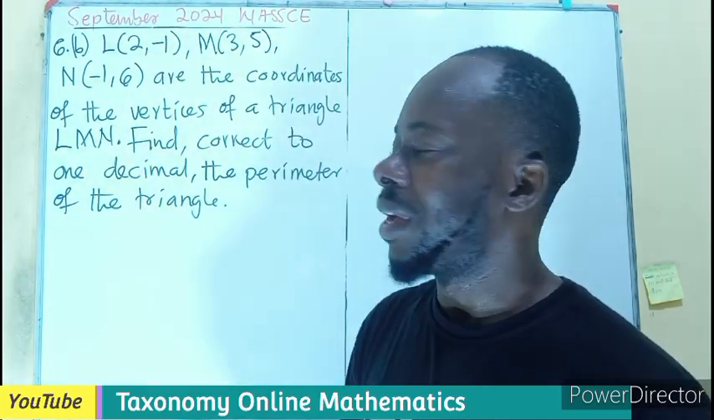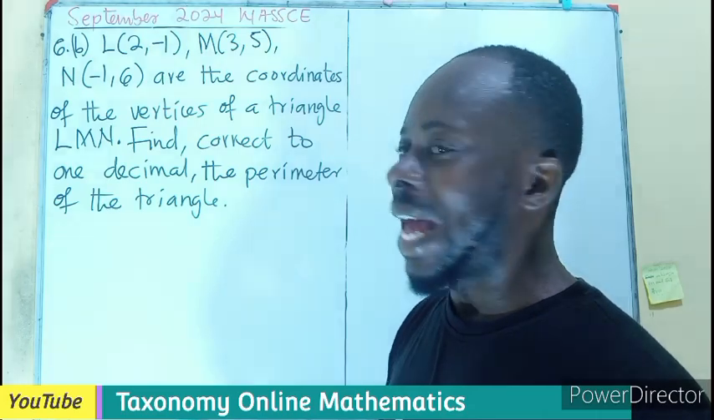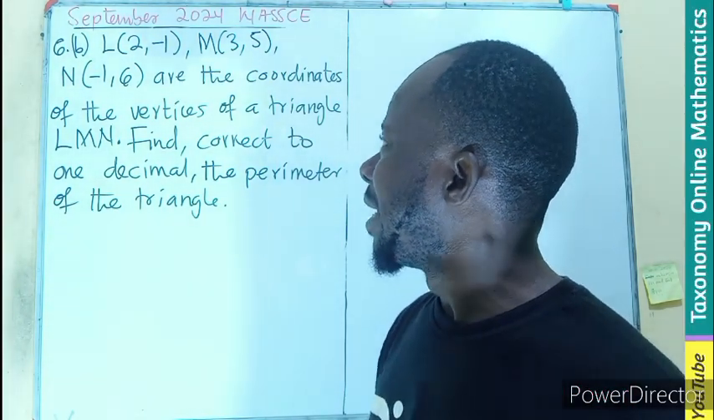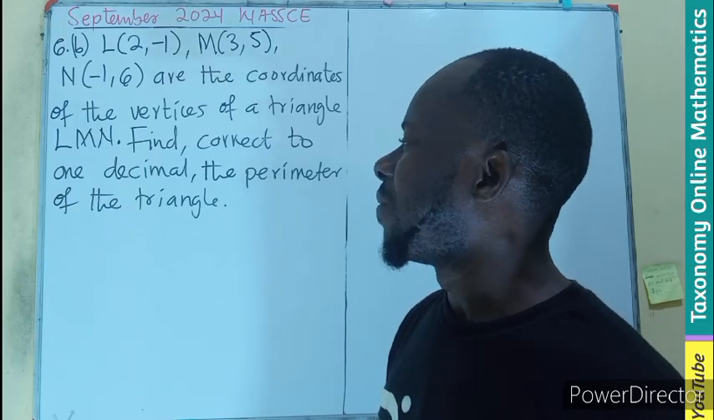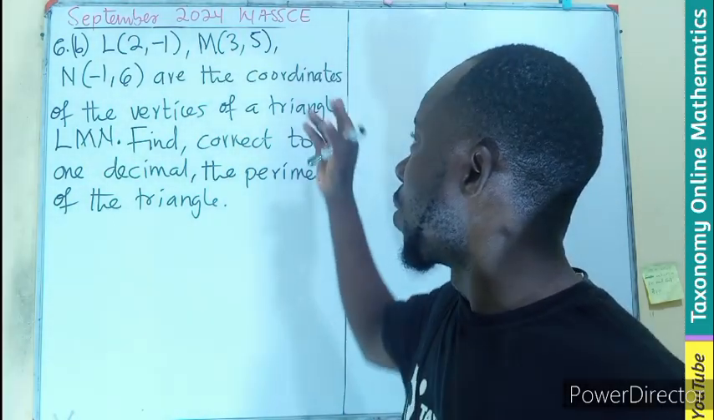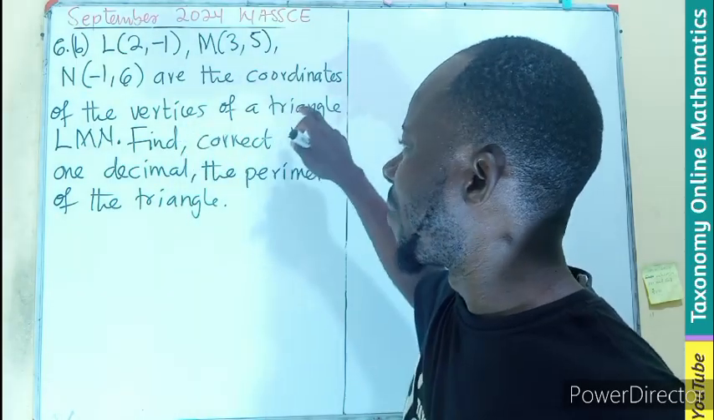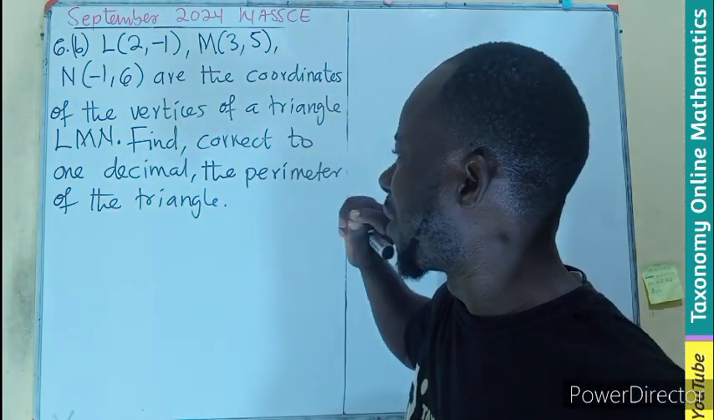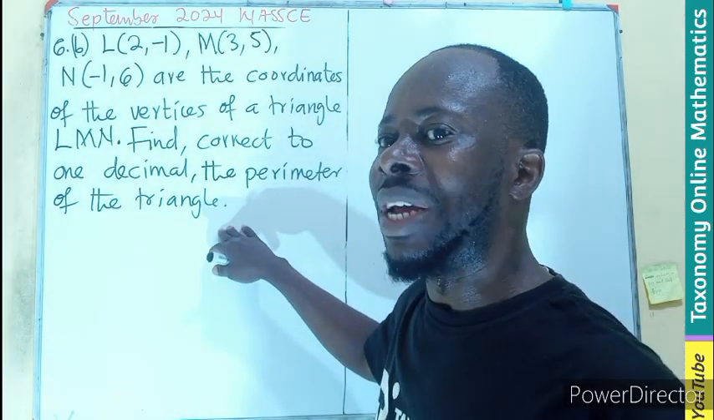This one is for the Ghanaian. So we have L as a point with the coordinate (2, -1), M (3, 5), and N (-1, 6). These are the coordinates of the vertices of a triangle LMN. We have to find, correct to one decimal place, the perimeter of the triangle.